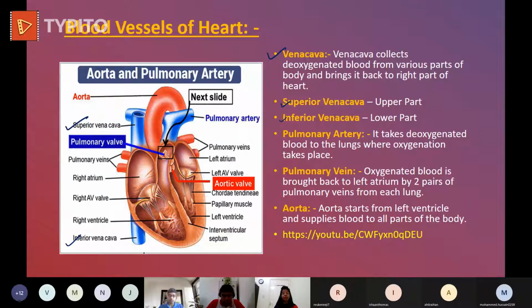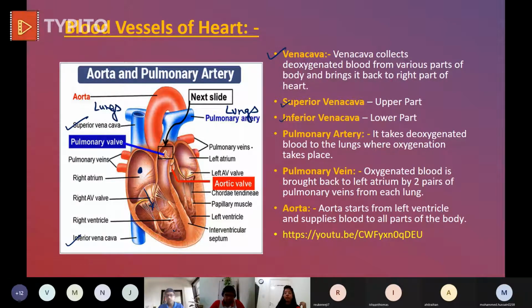Superior and inferior vena cava will pour their carbon dioxide rich blood at this point. What is this point? Right atrium. Superior and inferior vena cava will pour the carbon dioxide rich blood into the right atrium. Then the deoxygenated blood slowly comes to the right ventricle. Now this is deoxygenated blood. It has a lot of carbon dioxide, so it will go to the lungs. And to the lungs, it will go by the pulmonary artery.